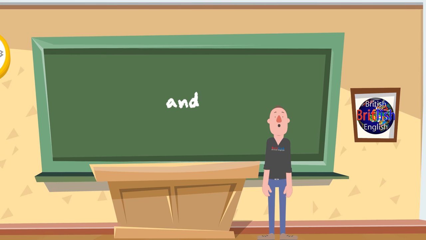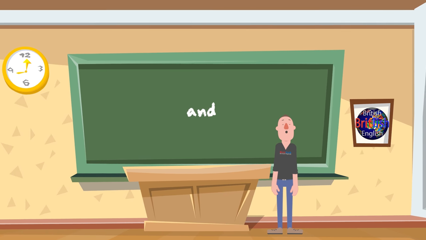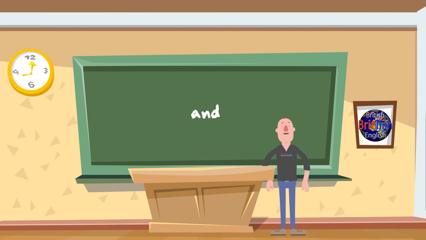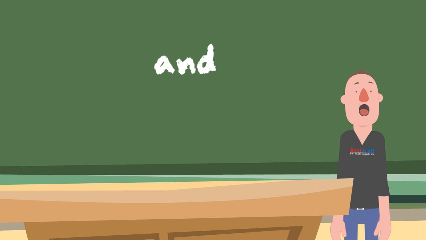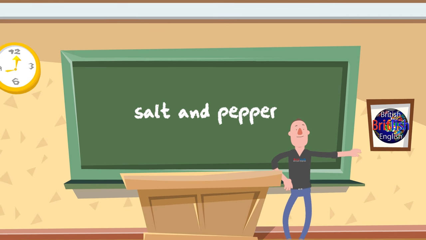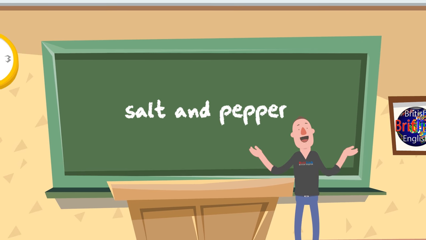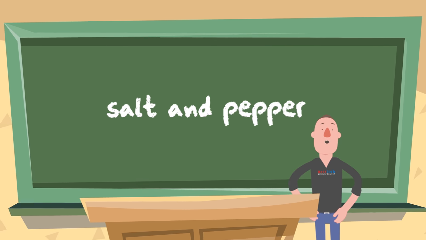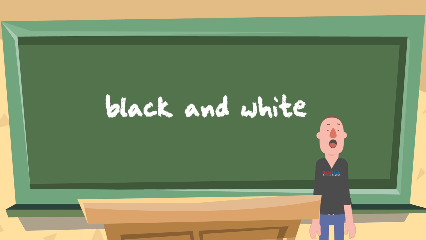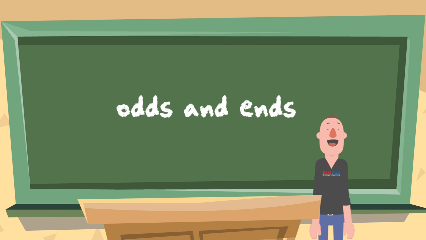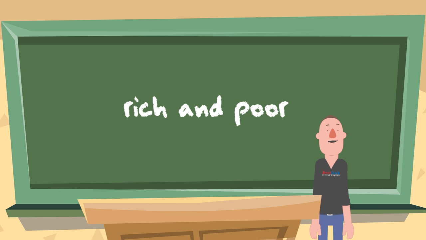The word and has only one syllable. If this syllable is in the weak position of a sentence, it will not be pronounced as the strong form and. And, I hear you ask? Well, take the fixed expression salt and pepper. We don't say salt and pepper. We say salt and pepper. The same with other binomial pairs. Black and white, far and wide, knife and fork, neat and tidy, odds and ends, rich and poor, sick and tired, skin and bone.